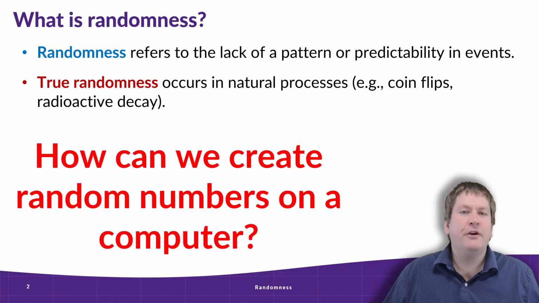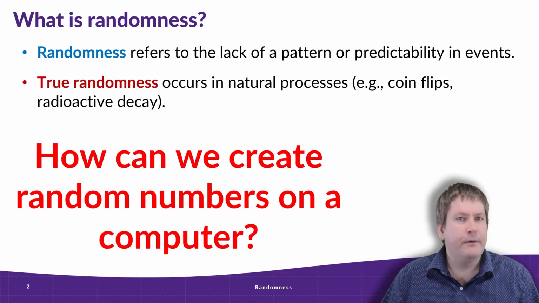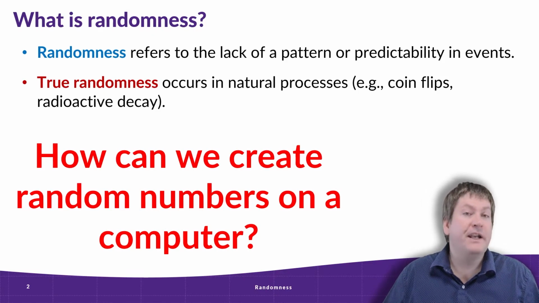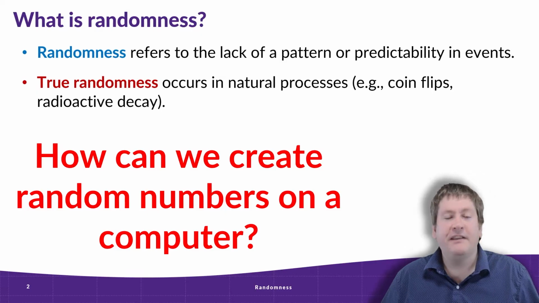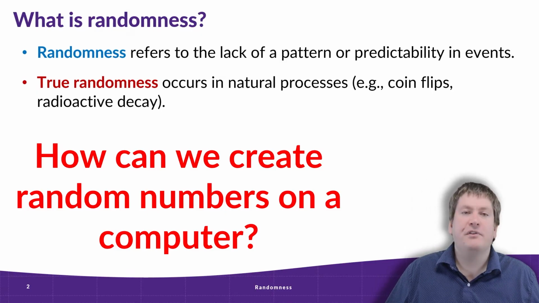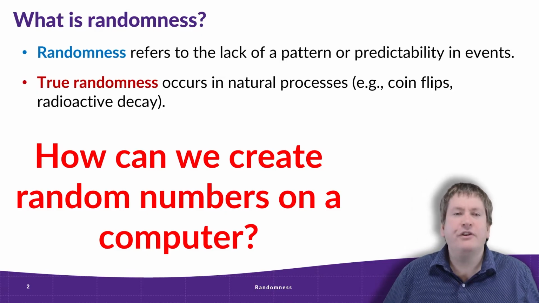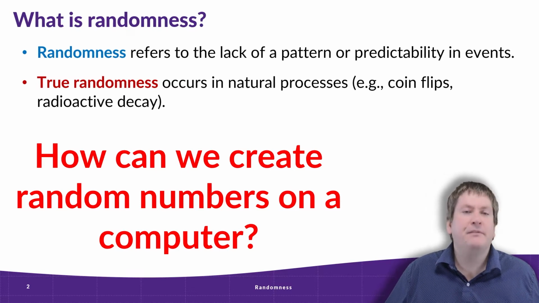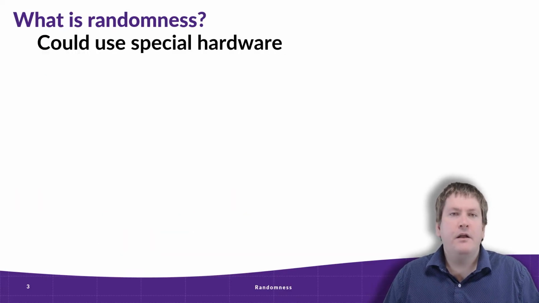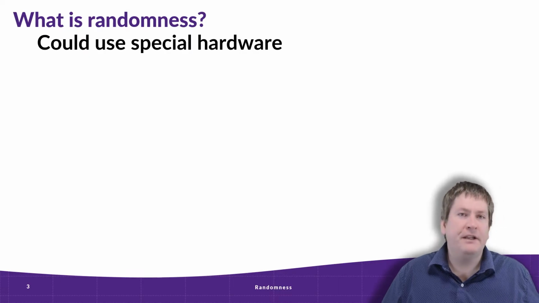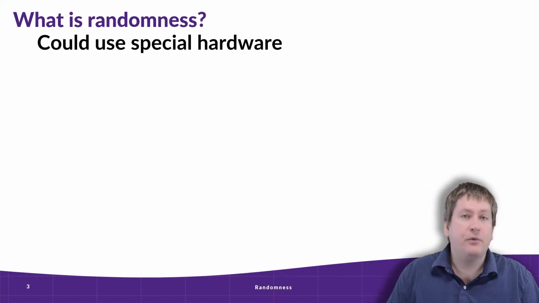But how do we generate a random number on a computer? Computers are very deterministic. That means we can do a bunch of different mathematical operations, but if we do them on the same values and in the same order, we're going to get the same results. So how can we actually turn that into a random number? What sort of mathematical operations could we possibly do that would have a different result each time, that would be random and unpredictable? Well, one approach that we do see is using specialized hardware.